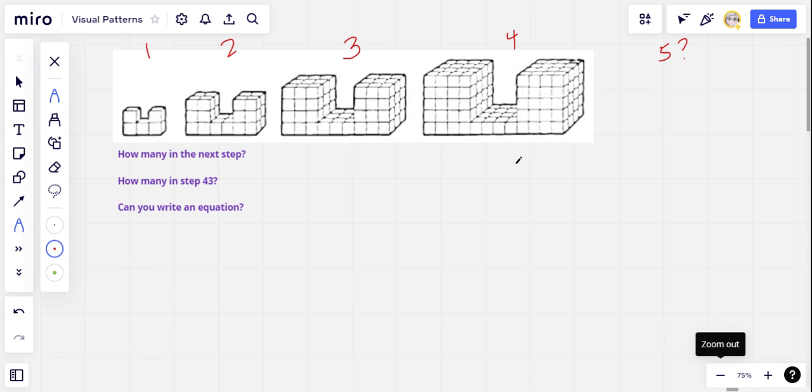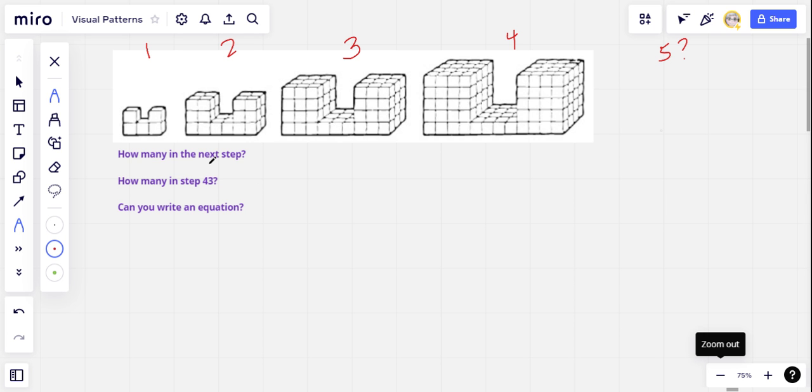It's going to be a lot. That's what I'll say off the bat. And then if you can do that, can you possibly predict the number of blocks in step 43? And can you write an equation that would be used to express the number of blocks in any step at all? So that's the challenge. This is a really hard one. So even if you only get the number in step five, I think you should be pretty happy with that. But if you'd like to take the challenge on, pause the video, give it a try.